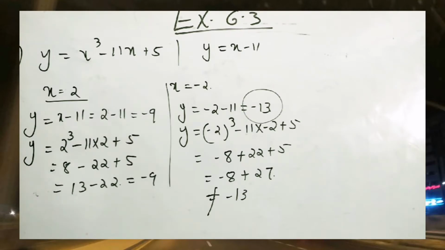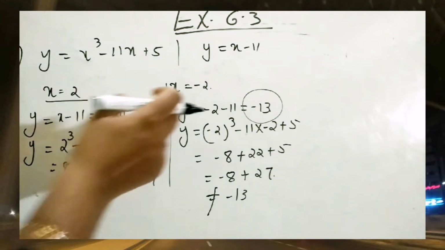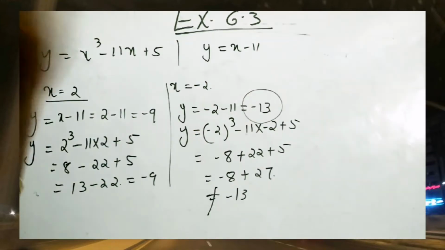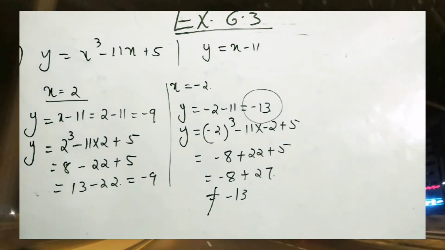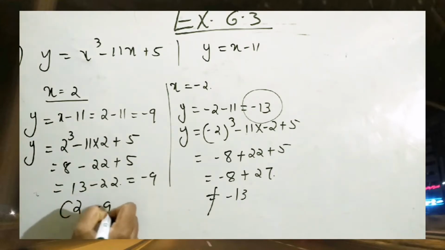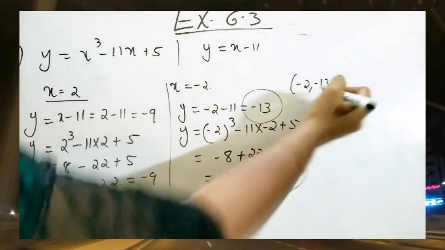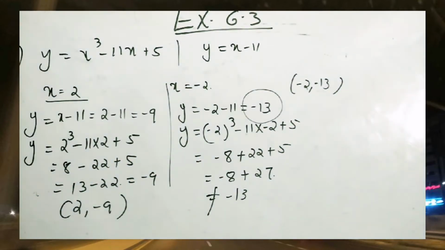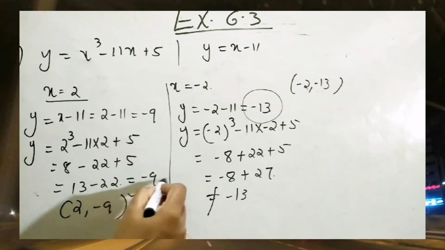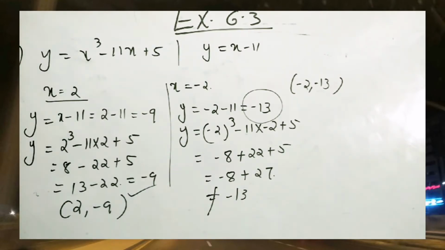Right? So what happens here? If x is equal to minus 2, then those two curves are giving different values. That means corresponding to this minus 2, the point is not on the curve. So then what is the point on the curve? That is the ordered pair 2 comma minus 9. This ordered pair minus 2 comma minus 13 does not lie on the curve and the required point is 2 comma minus 9.